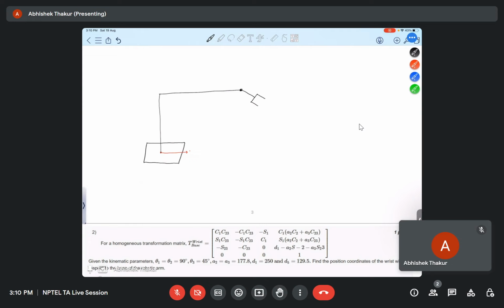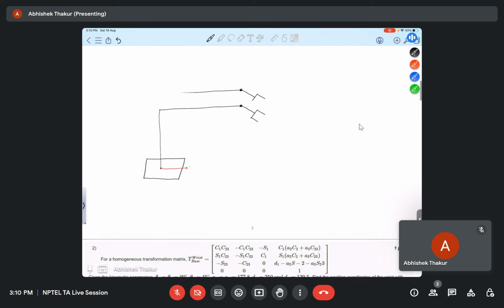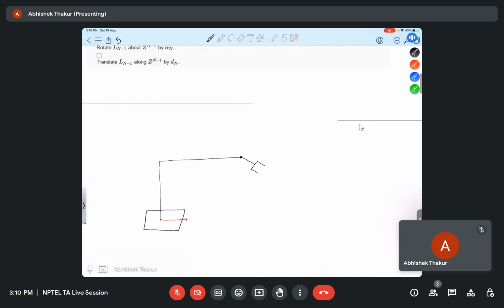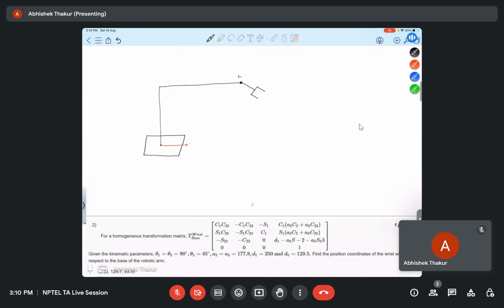Okay. So let's suppose in this question it is given n minus one and nth frame. So let's suppose this is nth frame, and this is n minus one frame. So you take this as a joint one. This you take as a joint J naught. So this is our x naught axis.